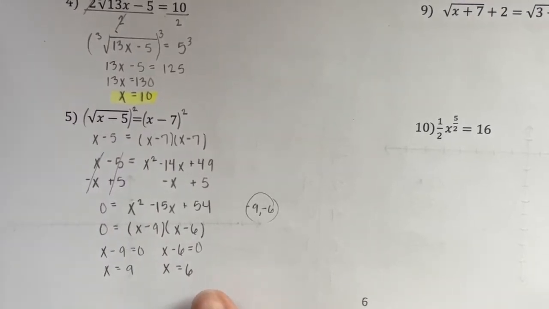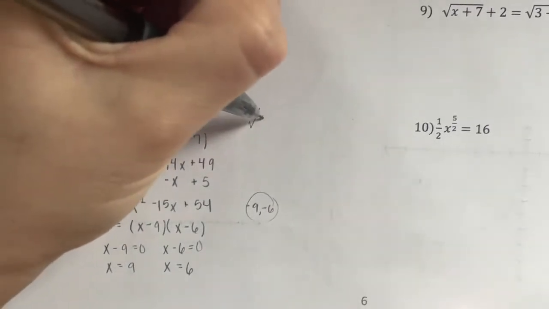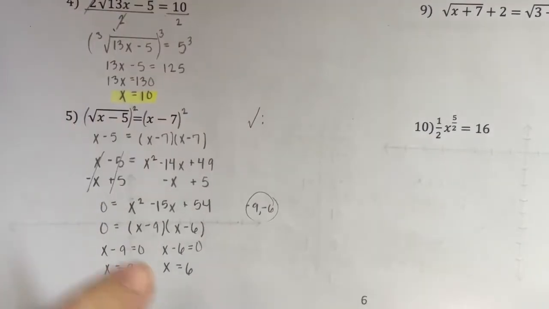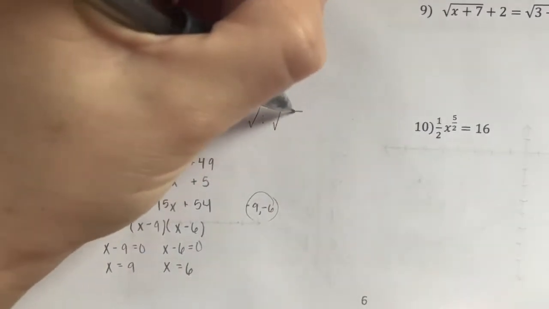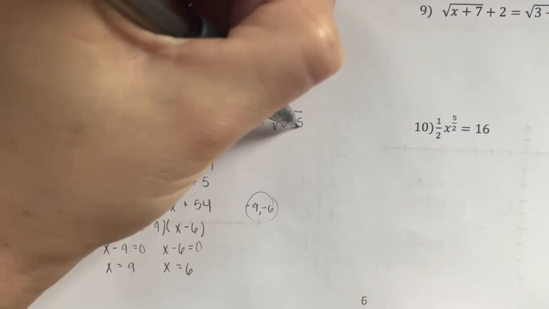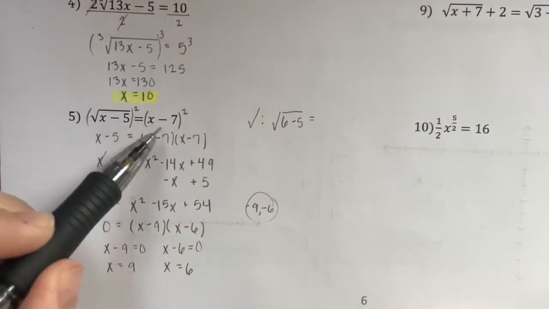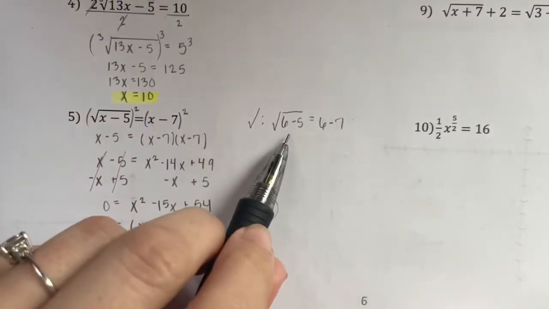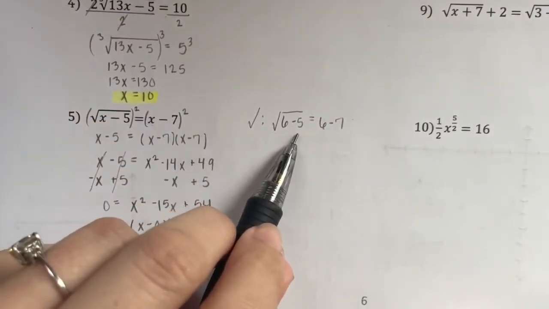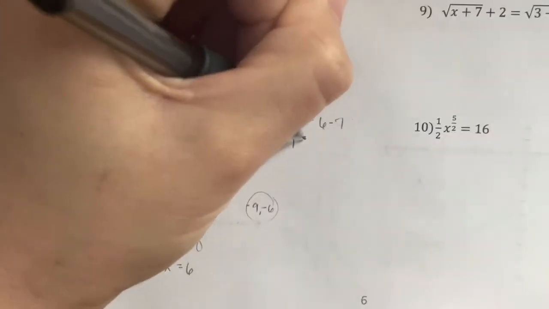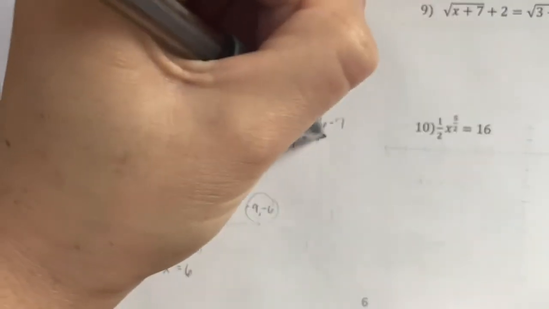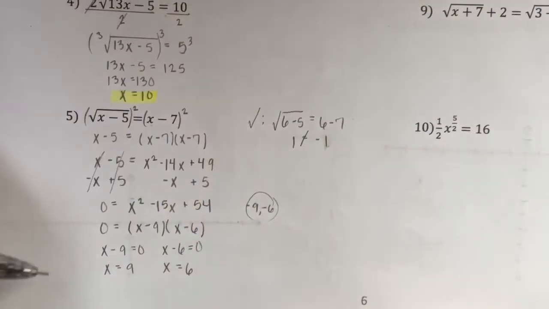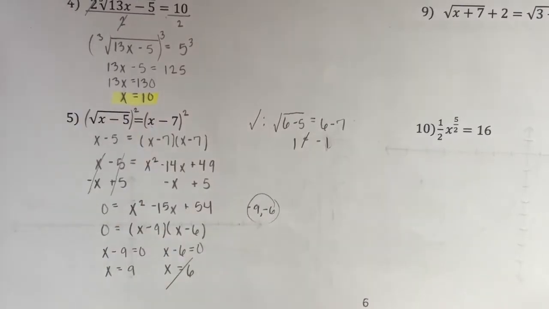And you don't have to always check in your head. You can definitely just write it off to the side. So if I plug in x equals 6, this becomes the square root of 6 minus 5, and that would be equal to 6 minus 7. The square root of 6 minus 5, so 6 minus 5 is 1, the square root of that is also 1. But 6 minus 7 is negative 1. So that check doesn't work. That means that x equals 6 is an extraneous solution.